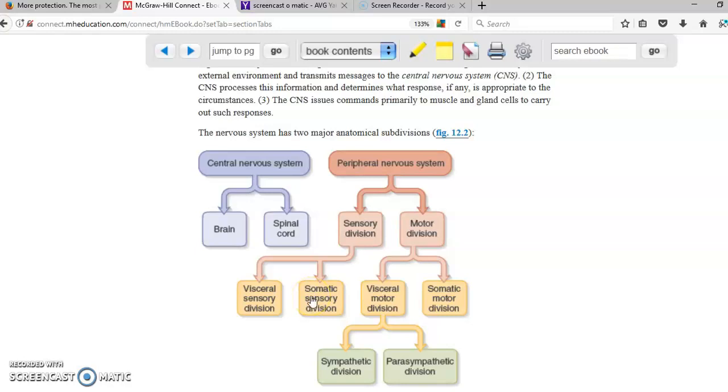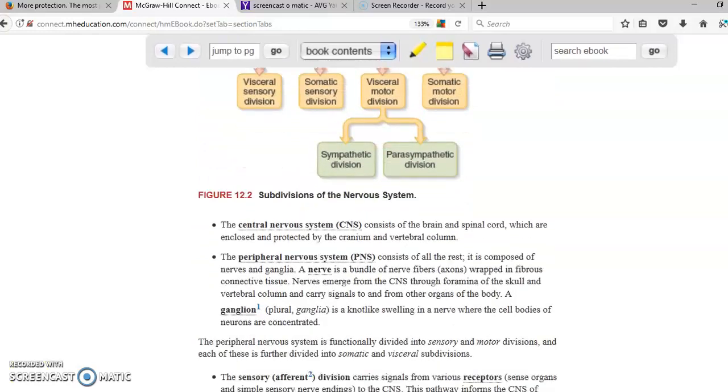So how many sensory do you have? You have sensory somatic and sensory visceral. How many motor do you have? Motor visceral and motor somatic. Later on, you're going to see the motor visceral. It has two additional divisions, which are going to be the sympathetic and the parasympathetic. So let's keep going. In there you have the information that we just mentioned.